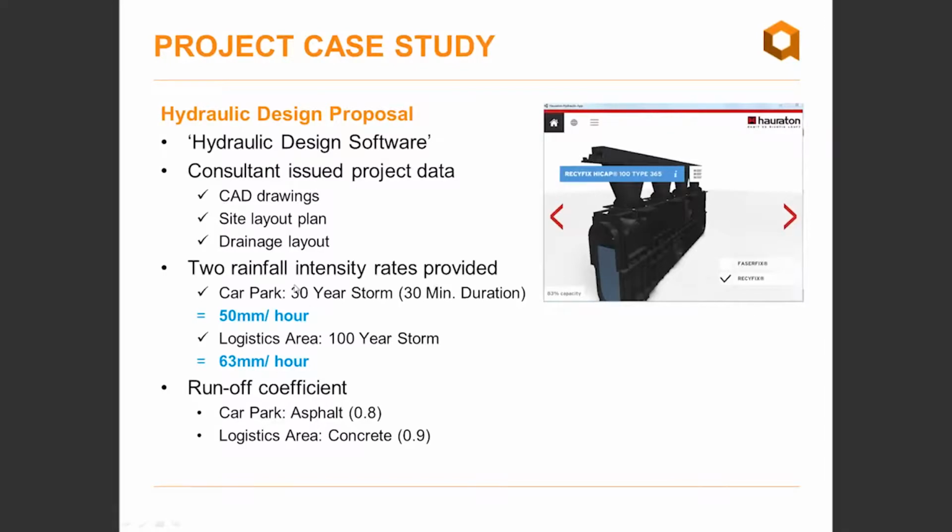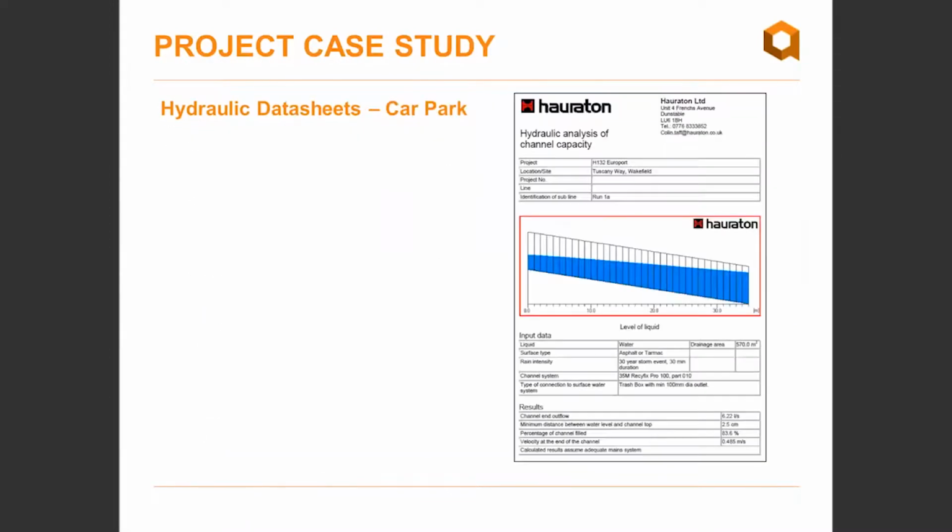They wanted to take the water off the surface a bit quicker in the functional areas, and the runoff coefficient was 0.8 for asphalt and 0.9 for concrete, and that relates to the speed at which the water crosses the surface and enters the trench drain unit.